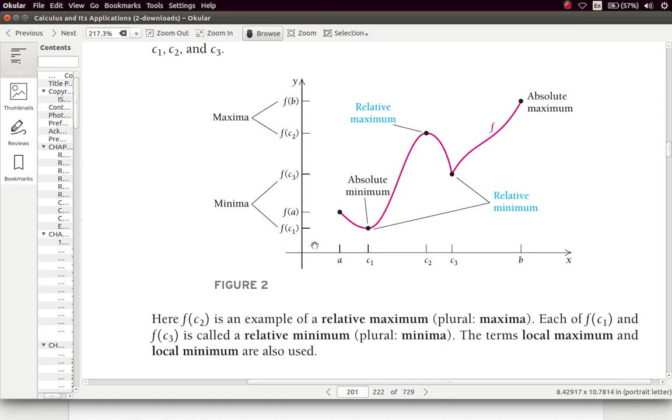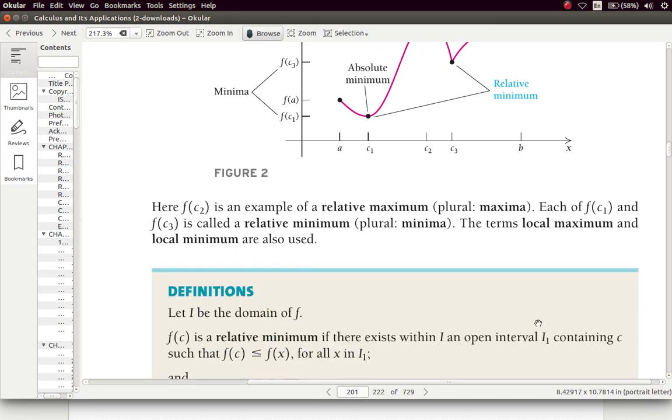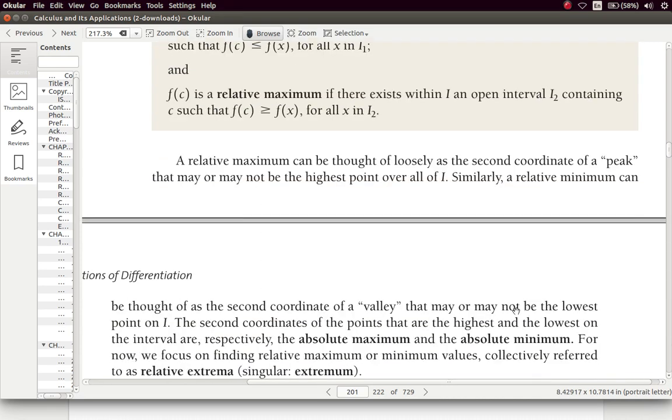Now, we have f of c2 right here. It's an example of a relative maximum; one maximum, more than one maxima. And each of f of c1 and f of c3, right here and right here, is called a relative minimum. One minimum, more than one minima. The terms local maximum and local minimum are also used. So relative or local, you can use whichever one you want.